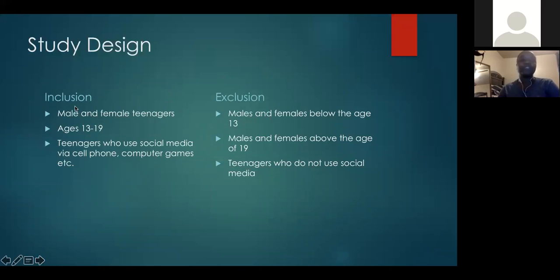Inclusion will include male and female teenagers ages 13 to 19 who use social media via cell phone, computer, games, etc. Exclusions are males and females below the age of 13 and above the age of 19, and those who don't use social media.